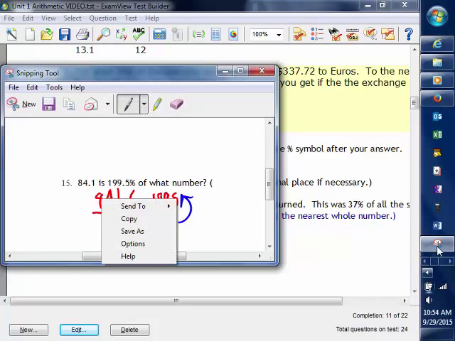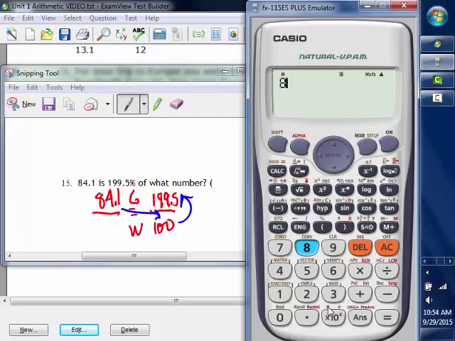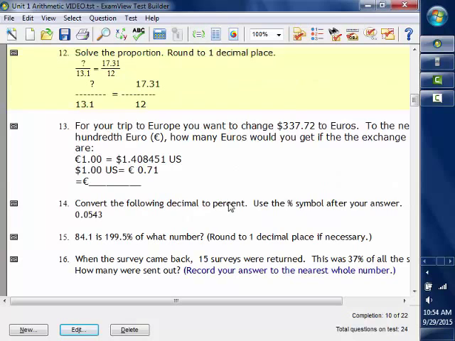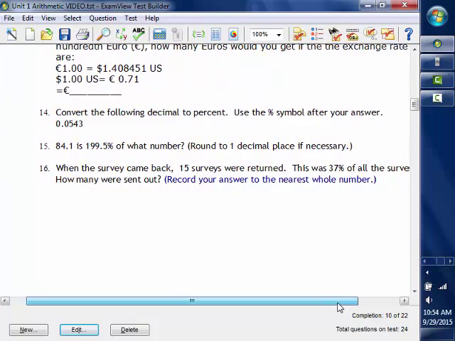So on our calculator, we would press 84.1 times 100 divided by 199.5, and we get 42.2. Okay, next one.